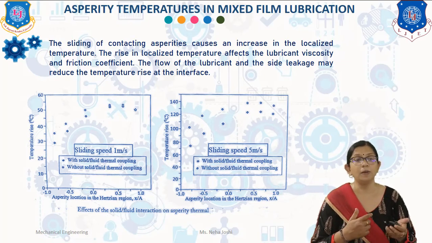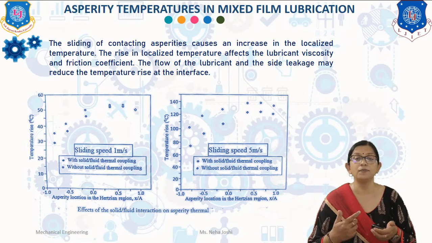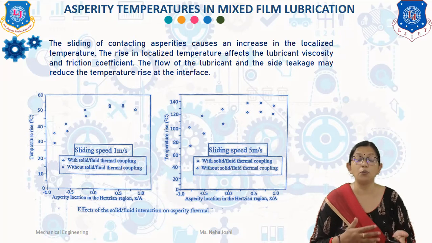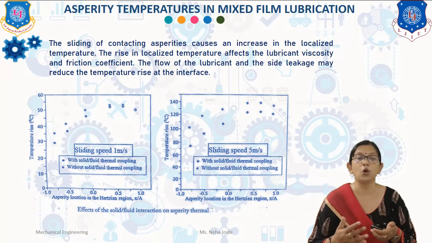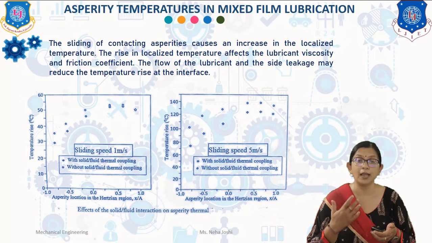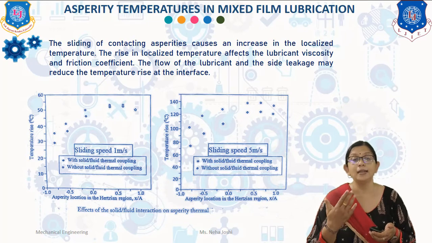In this diagram, the temperature distribution on the surface of the global Hertzian junctions around the asperity contact has been shown. From the figure, it can be observed that the solid or fluid interaction reduces the asperity temperature as heat is carried by the lubricant.